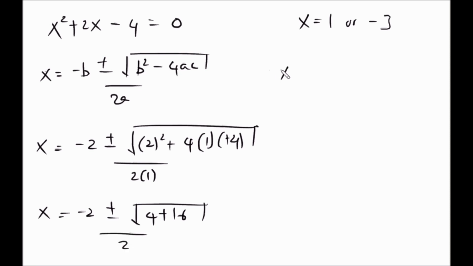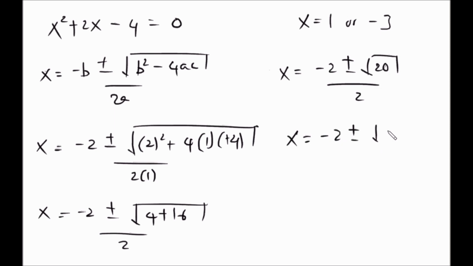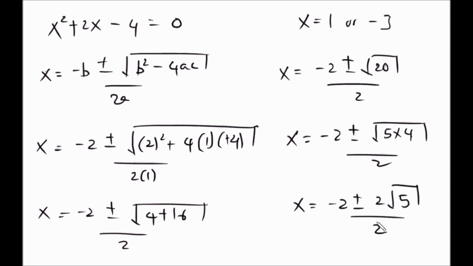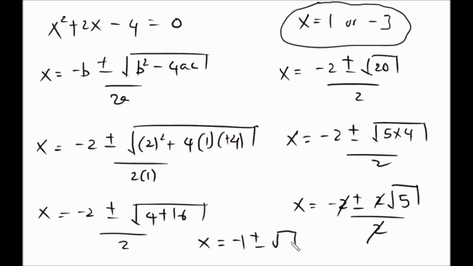Kwa hiyo x itakuwa ni nini? Negative 2 plus or minus the square root of 20 over 2. 4 plus 16 ni 20. Lakini 20 pia ni 5 times 4. Square root of 4 ni 2. Kwa hiyo itoe nje 2, itakuwa ni negative 2 plus or minus 2. I mean square root of 4 ni 2, kwa hiyo ndani nabaki na 5 over 2. Ili ilikuwa jibu letu la mwanzo. Sasa tunakaribia kupata jibu la pili. Kwa hiyo divide by 2, hapo tabaki na x. Niandike kwa hapa x sasa negative 1 plus or minus, na hapa 2 inaondoka, the square root of 5.